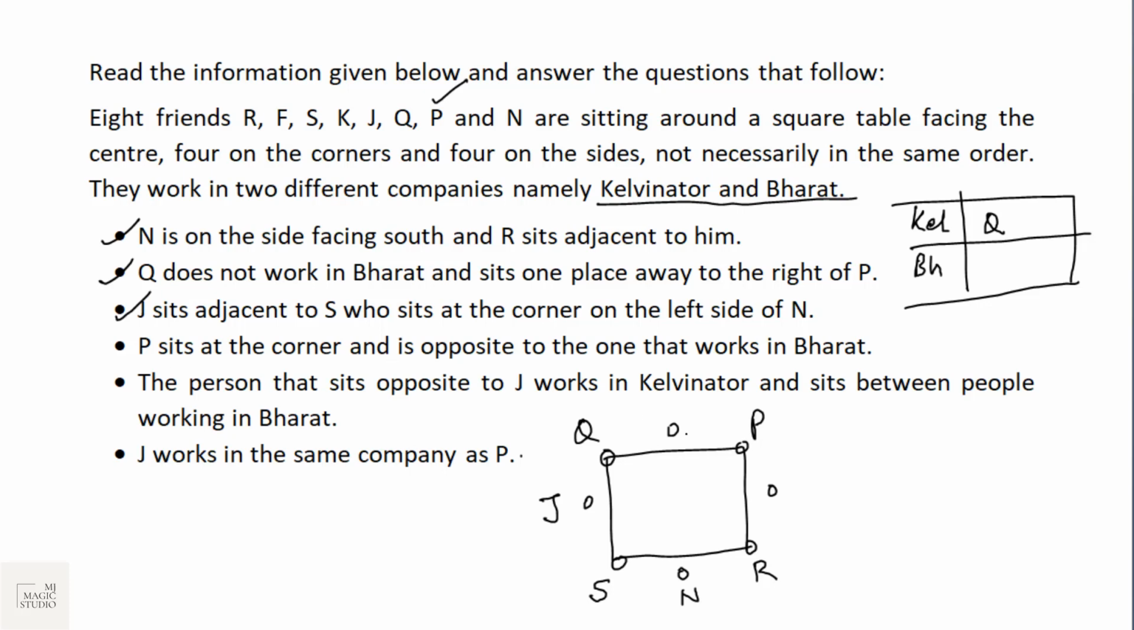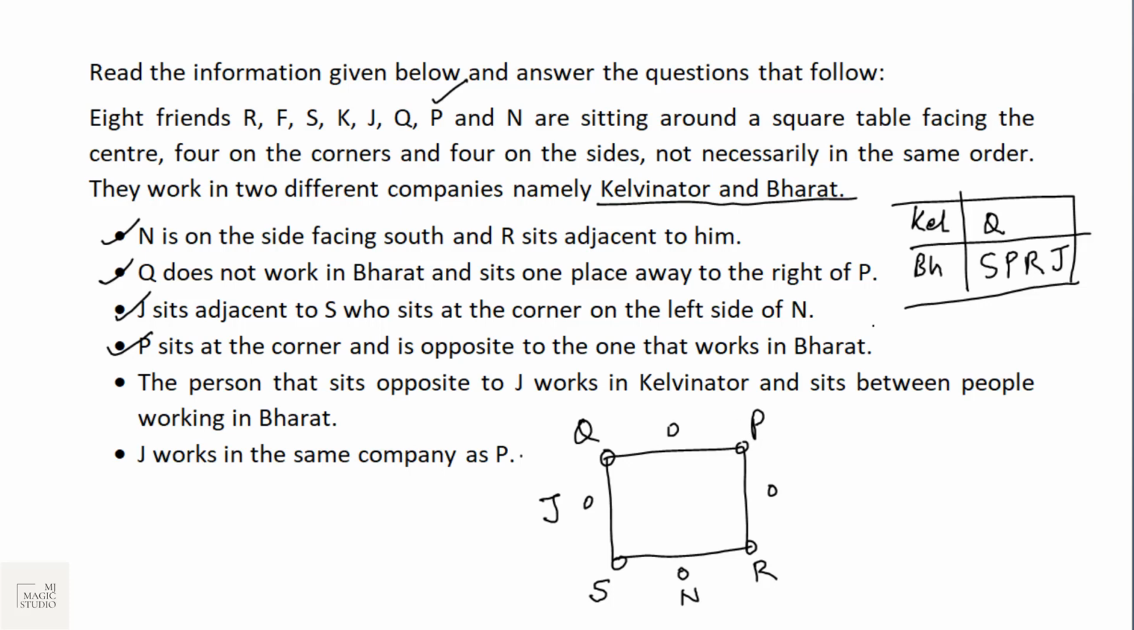P sits at the corner and is opposite to the one that works in Bharat. That means S is working in Bharat. The person that sits opposite to J works in Kelvinator and sits between people working in Bharat. Okay, so P and R in Bharat. We don't know who are there, we are left with what? F and K. J works in the same company as P. J.